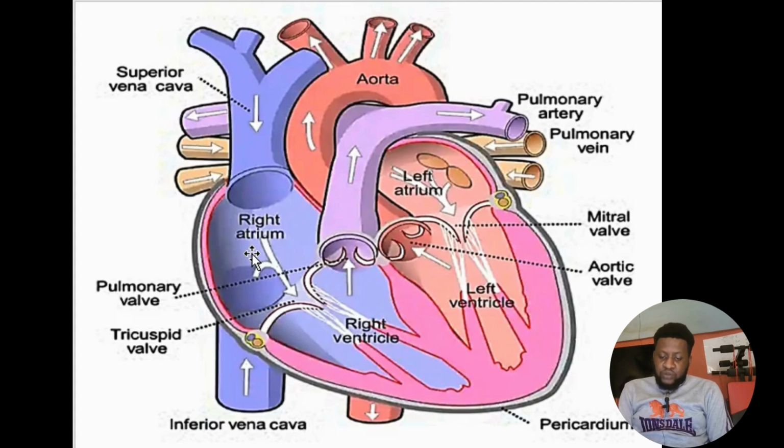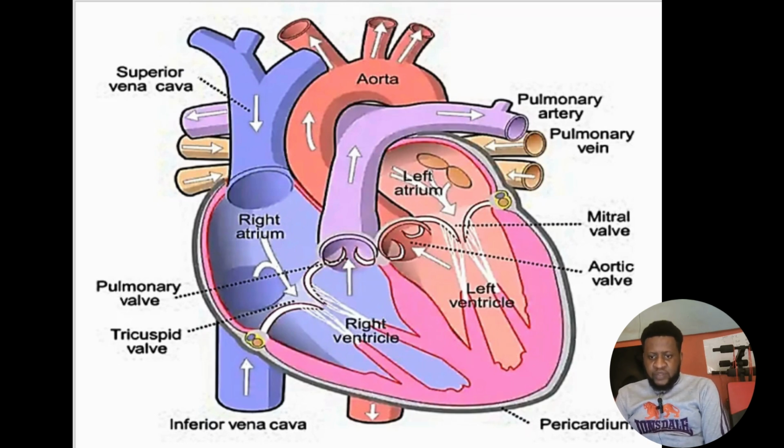The right atrium will relax to absorb the blood. Then after that, the right atrium contracts to push the blood into the right ventricle. From the right ventricle, as the right ventricle contracts, it pushes the blood into the pulmonary artery. Then from the pulmonary artery, it goes back to the lungs, where it releases the carbon dioxide it is carrying and then picks up oxygen. So that is how the heart works.